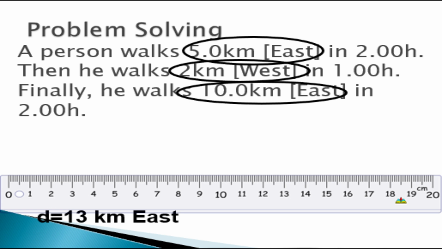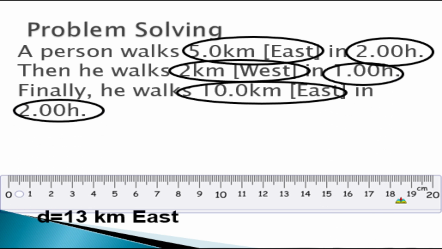Again, in calculating velocity, we need to find also the time. So for the time now, we need to add 2 hours, 1 hour, and another 2 hours. So we will now have the time as 5.0 hours. You will notice that the time doesn't change because time is also an example of a scalar quantity. So it doesn't need direction, and time is not affected by the change in direction.